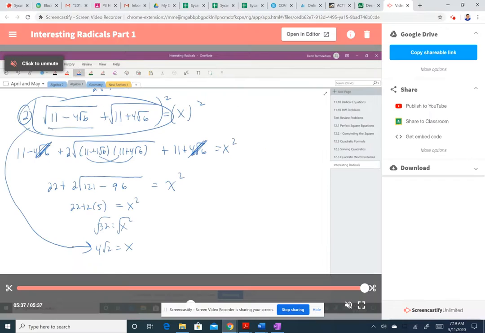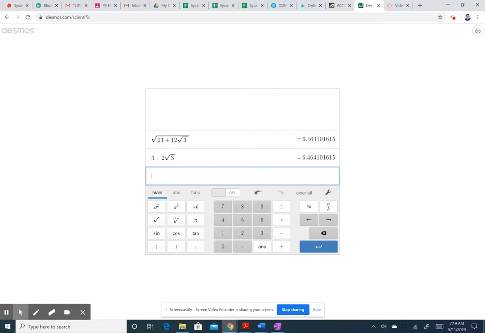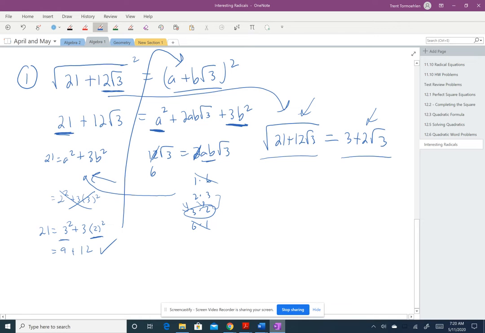We can verify that we're correct by looking at Desmos. If we type in the square root of 21 plus 12 root 3, we get 6.46101615. And so if we then take a look at 3 plus 2 times radical 3, which is the answer we got, we get the exact same thing. And so those two are equivalent to each other.